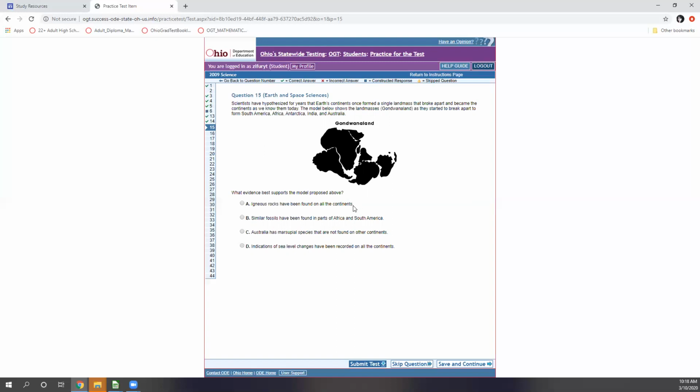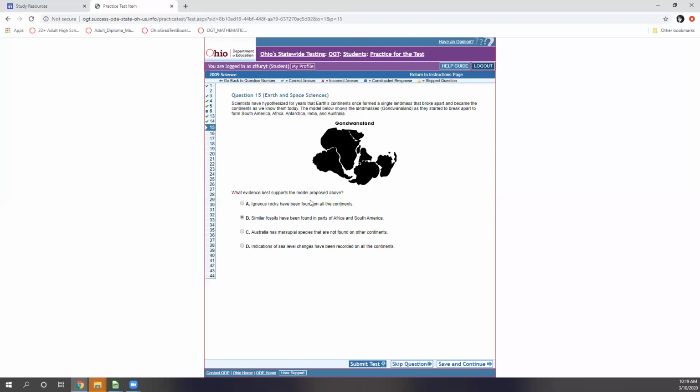Igneous rocks have been found on all the continents. Similar fossils have been found in parts of Africa and South America. Australia has a marsupial species that are not found on other continents. Or indications of sea level changes have been recorded on all the continents. The answer is definitely B. And if you remember us talking about Alfred Wegener and his single landmass theory, we talked about similar fossils in this area. And so this absolutely supports the model that they're talking about up here.